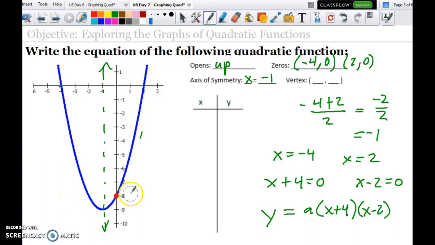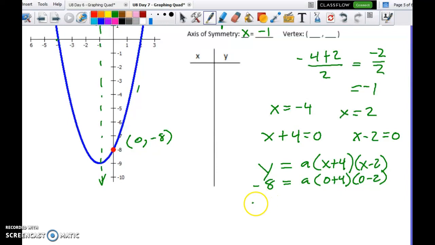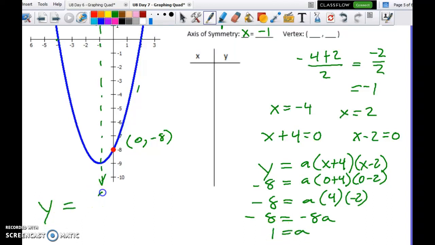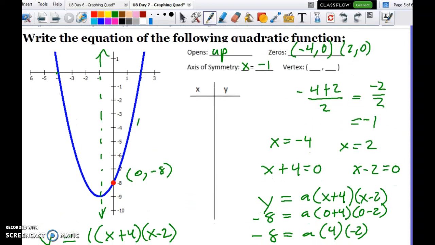Let's find out. Let's plug in this other point. Now, it's not written for me, but you could see it right here in red. The y-intercept is 0, -8. So let's plug in -8 for y, and we'll put in 0 for x. It looks like my prediction is right. For those of you who are quick at mental math, you could find out that I'm going to have 4, a times 4 times -2. That's going to make -8 times a equals -8. So if I divide by -8, a is 1. So now the equation of this graph would be y equals, and it's 1 times x plus 4, x minus 2. And again, you can find the vertex just by plugging in -1 into the equation.